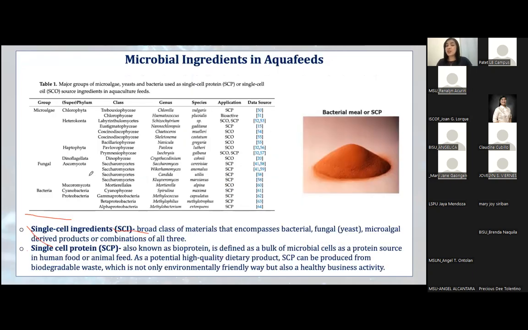Okay, so did you know that bacteria can also be an ingredient in fish feed? So these are the microbial ingredients in aquafeed. Merong dalawang klase. Number one, you have the SCI or the single cell ingredients, and then the SCP or the single cell protein. The SCI includes bacteria, fungi, and algae, or a combination of these three. Whereas the single cell protein is a bioprotein. It also comes from SCI, but it is a broad source. Okay, broad source siya. And then this was already aggregated.